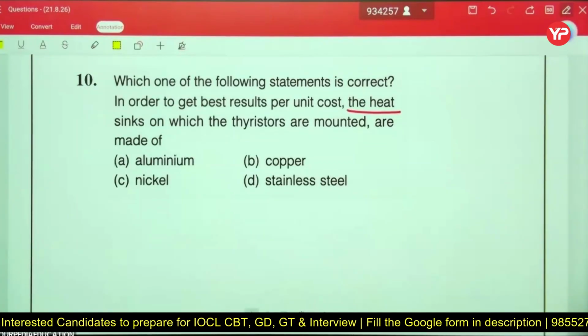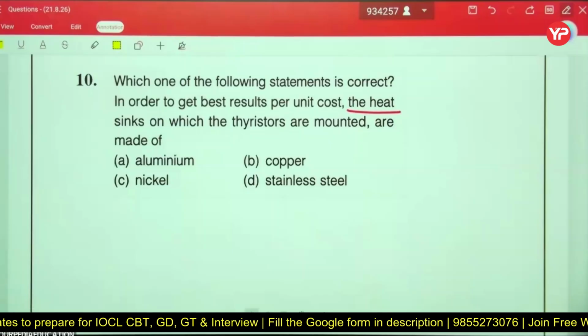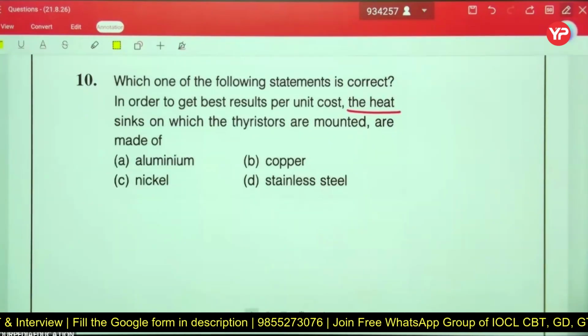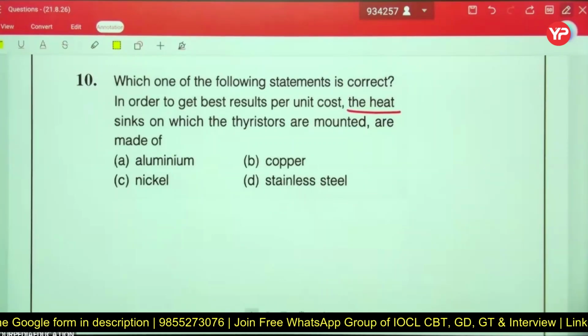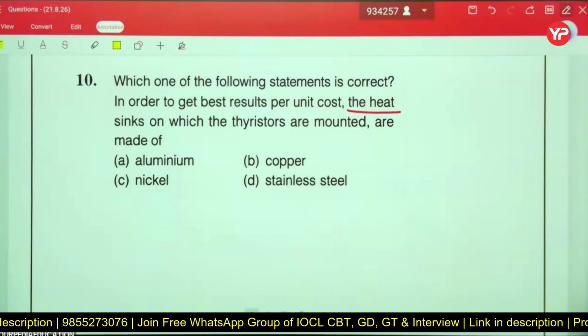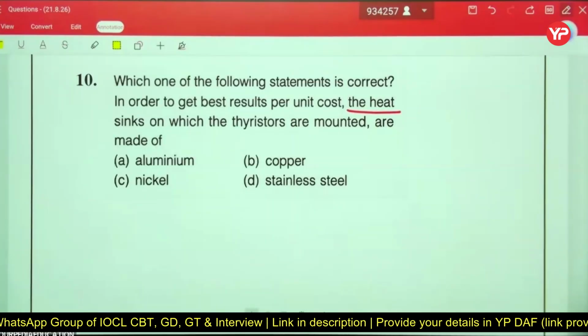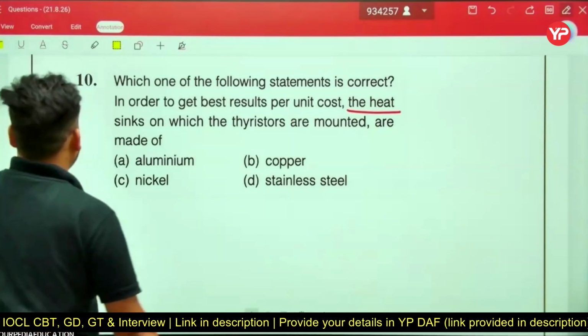Option A. Yes, good. Right answer. Right. Aluminium.